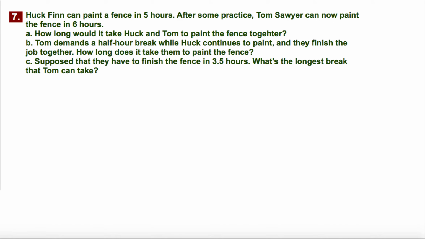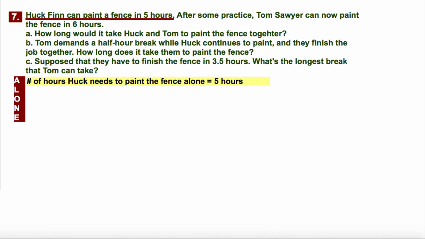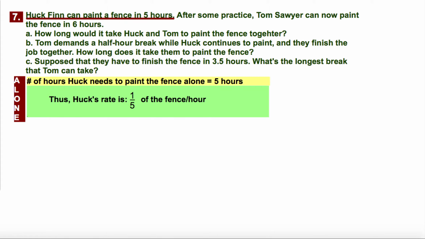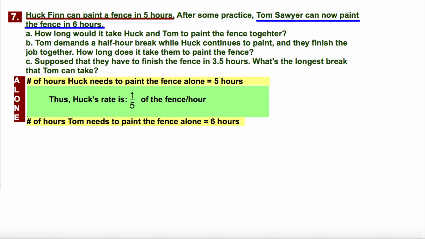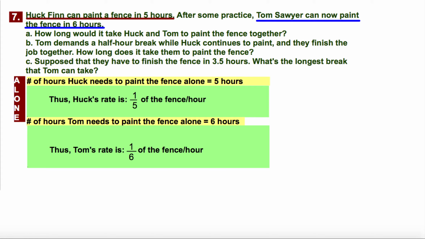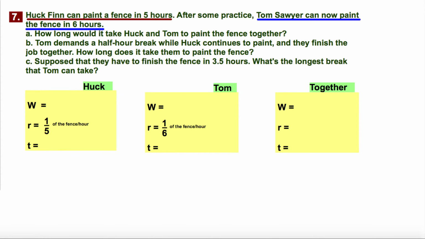Huck Finn can paint a fence in 5 hours. After some practice, Tom Sawyer can now paint the fence in 6 hours. Part A. How long would it take Huck and Tom to paint the fence together? Number of hours Huck needs to paint the fence alone is equal to 5 hours. Thus, Huck's rate is 1/5 of the fence per hour. Number of hours Tom needs to paint the fence alone is equal to 6 hours. Thus, Tom's rate is 1/6 of the fence per hour. Constructing the work rate timetables for Huck, Tom, and their work respectively.